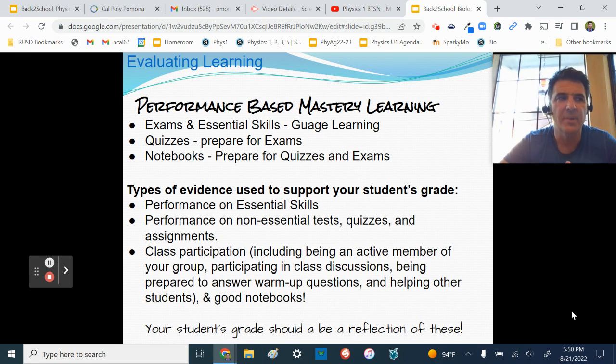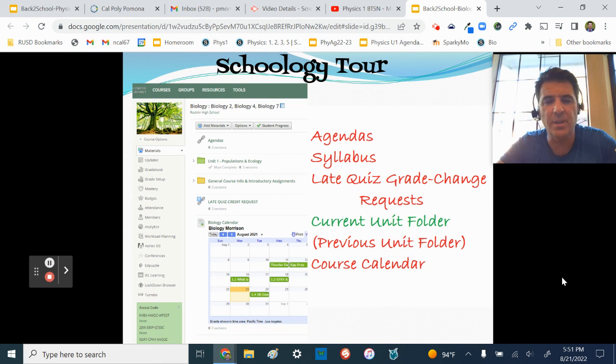The notebook is just like a manifestation of what we do in class on a daily basis. And so if you've done a good notebook, you've kept up, you've participated, hopefully, if all those things happen, you should be well ready to take the quizzes and do well. And then having the chance to perform on those quizzes, then you have a chance to perform on the end of unit exams.